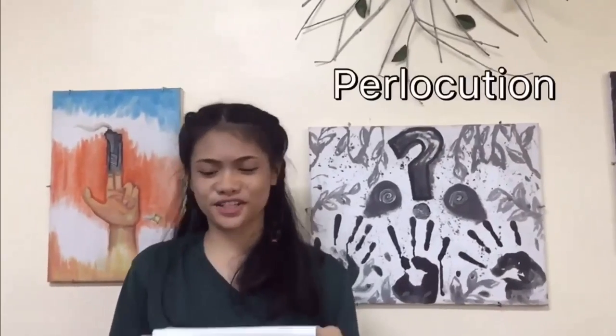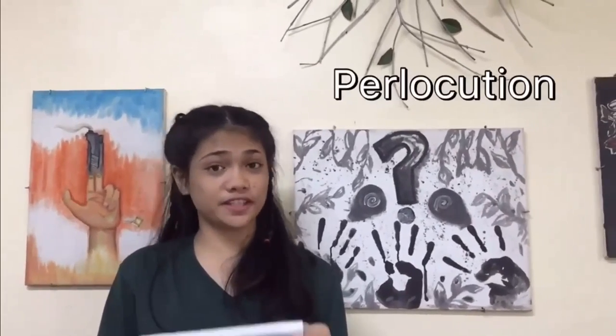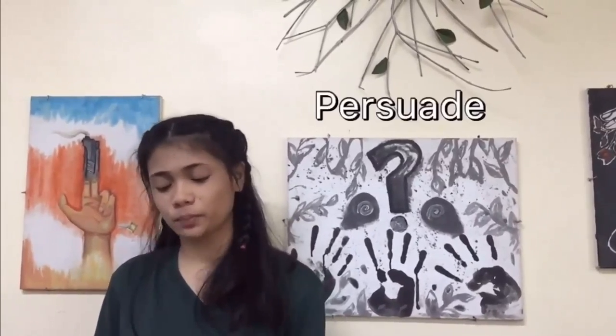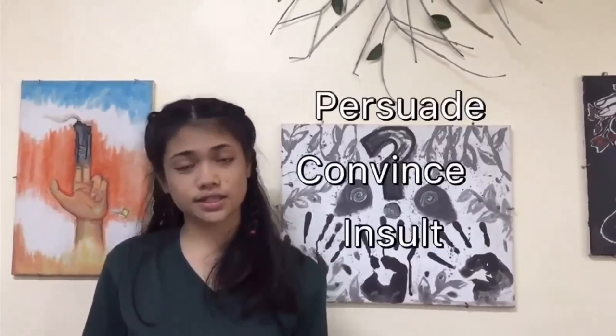And last but not the least is perlocution. Perlocution happens when what the speaker says has an effect on the listener. For example, when you persuade, convince, or insult someone. And that's it. We hope you learned something. Bye!